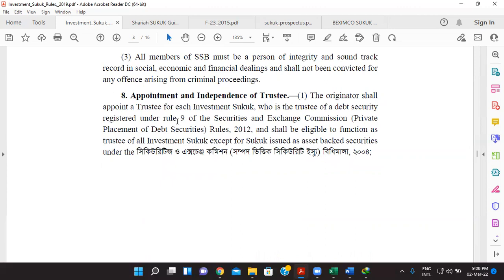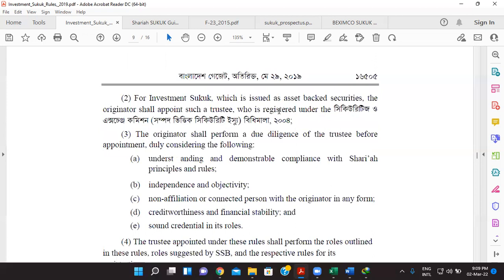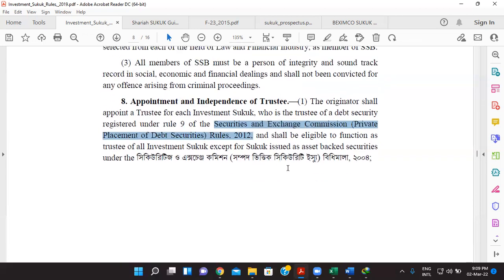The trustee who will be a trustee for asset-based securities, note that trustee appointment shall be guided by this one, the Private Placement of Debt Securities Rule 2012. But if it is asset-backed securities, which has been made an exception, if it is asset-based, in that case it shall be applicable for appointing a trustee, or the trustee should be registered under this.